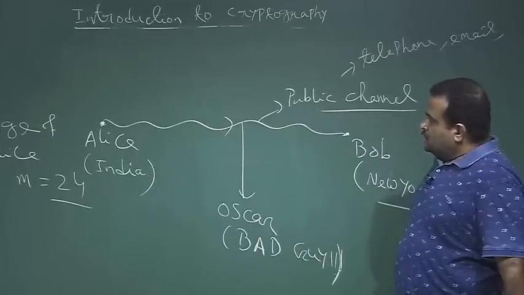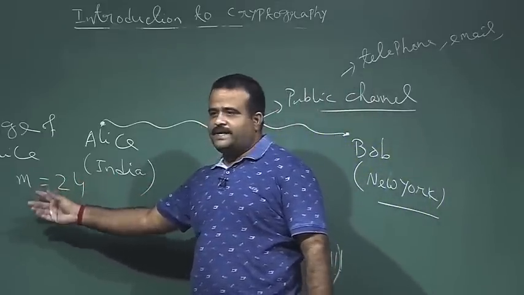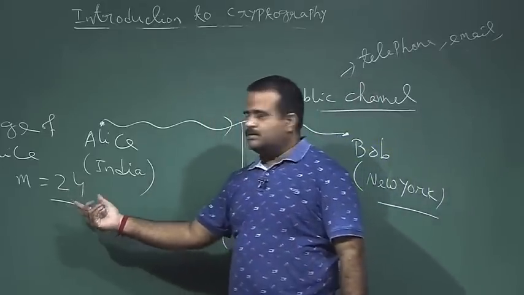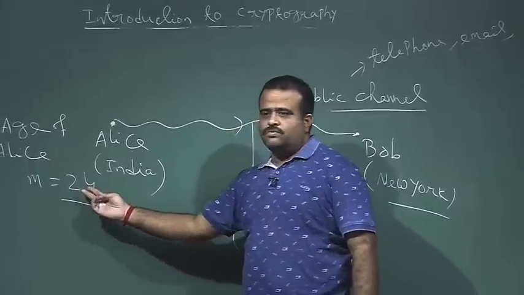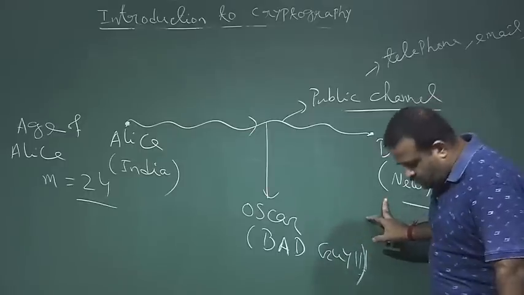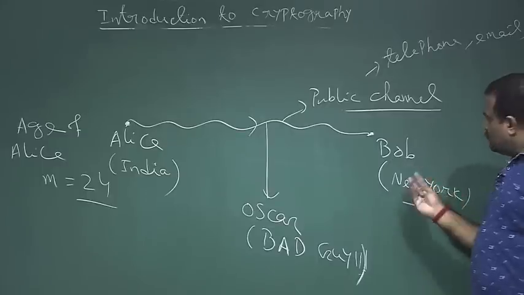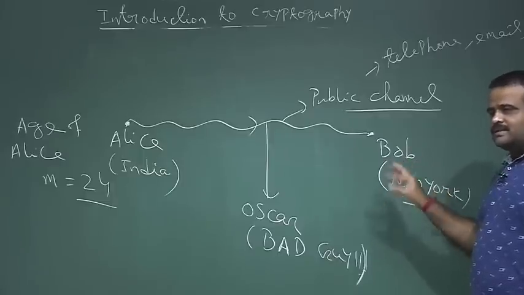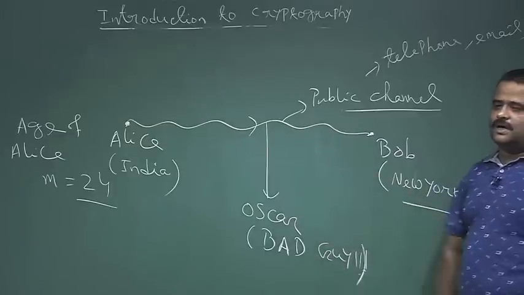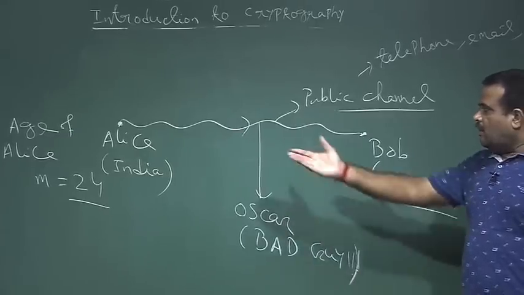Okay, so now what can Alice do? Alice can do something on the plain text. This is called plain text or message; I will come to that. Alice can reverse this, so 24 becomes 42, and then Alice sends this 42 to Bob. Upon receiving 42, Bob has to get back 24, so Bob has to know what Alice did. Bob has to reverse 42 again to get back 24. But if Oscar knows that they just reverse it, then Oscar will also be able to get Alice's original age, which is 24. What else can Alice do?